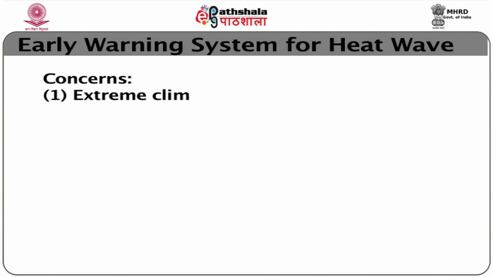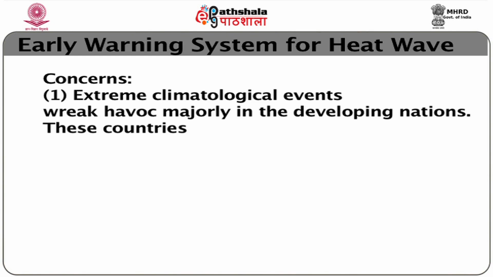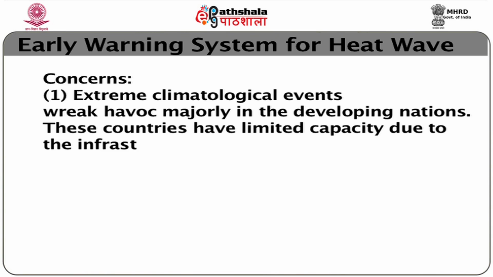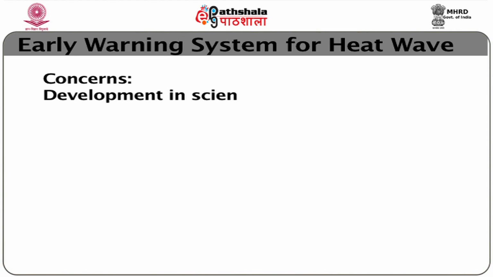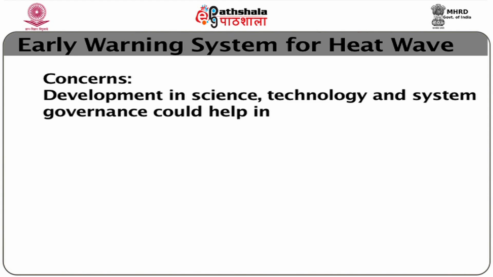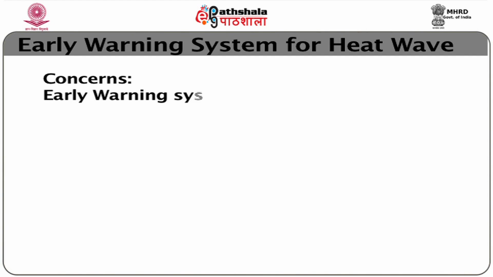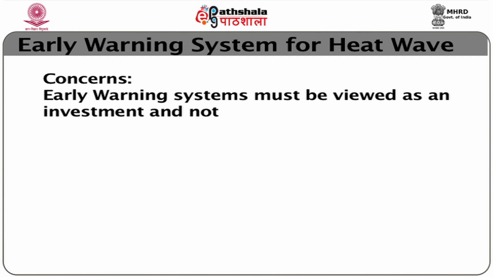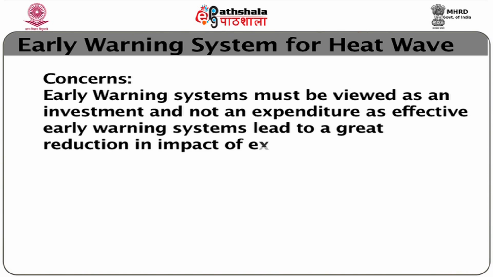Now, concerns. Number one, extreme climatological events wreak havoc majorly in the developing nations. These countries have limited capacity due to infrastructure barriers and funding unavailability. Development in science, technology, and system governance could help in the reduction of impacts by reaching the right individuals at the right time. Early warning systems must be viewed as an investment and not an expenditure, as effective early warning systems lead to a great reduction in impact of extreme events.